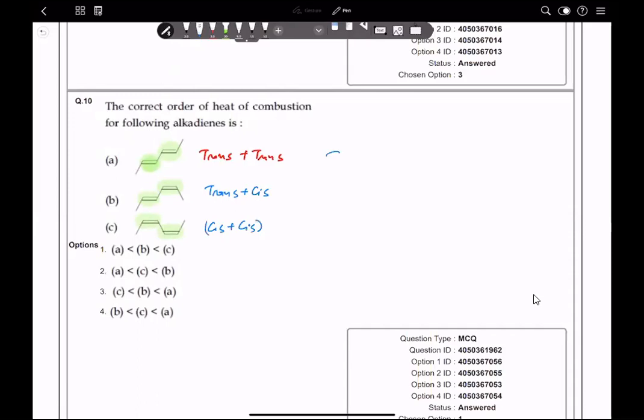And we all know that the trans form is more stable than the cis form. If it is more stable, then the heat of combustion will be less. The trans form is more stable, and heat of combustion is inversely proportional to stability. Heat of combustion will be highest for C, then B, and finally A. So as per the given options, your answer must be 1.